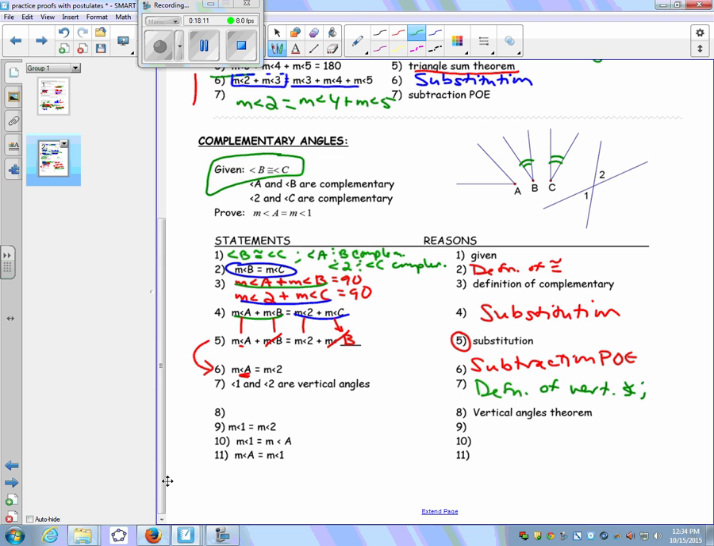The next one's the vertical angles theorem. So what are we going to say? Ion? Okay, so angle 1 is congruent to angle 2 by the vertical angles theorem. Now we can say their measures are equal. Definition of congruent. Now we can say measure of angle 1 equals the measure of angle A. Why? Substitution, because 2 and A are the same. And then measure of angle A equals measure of angle 1 by symmetric.